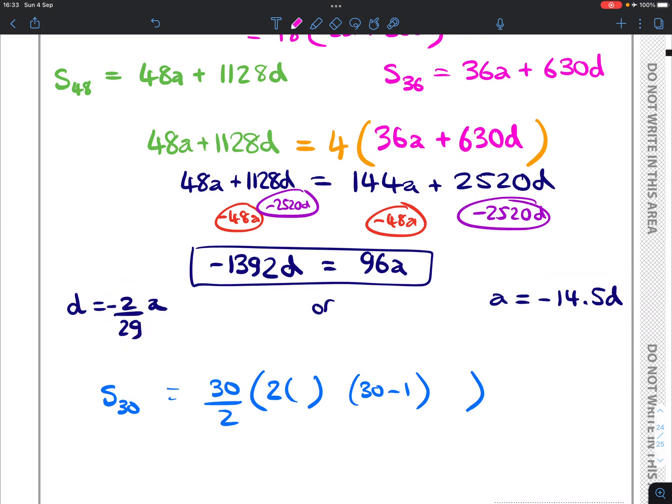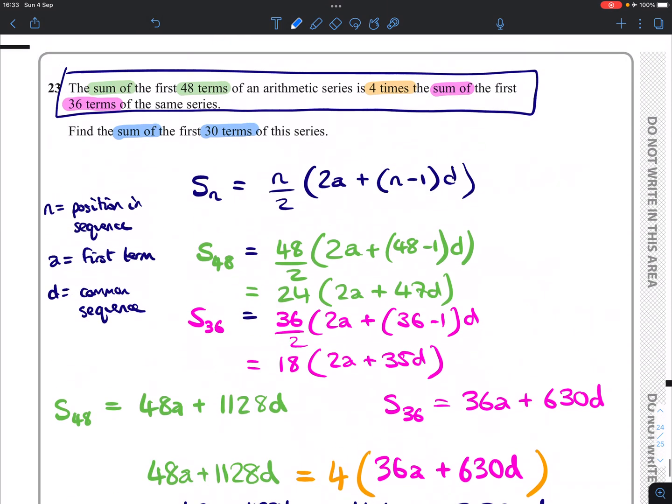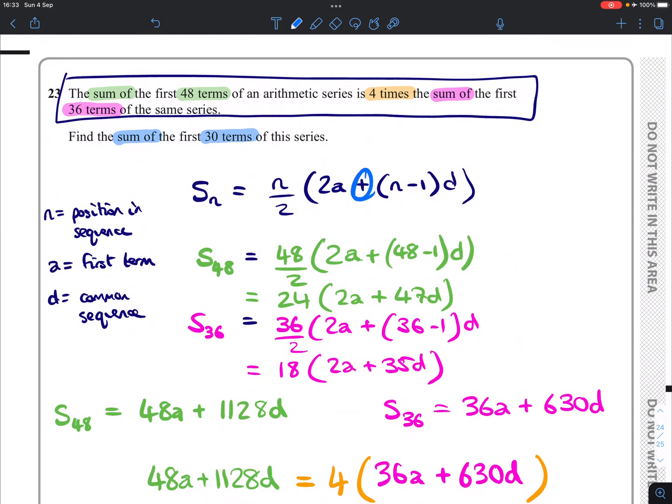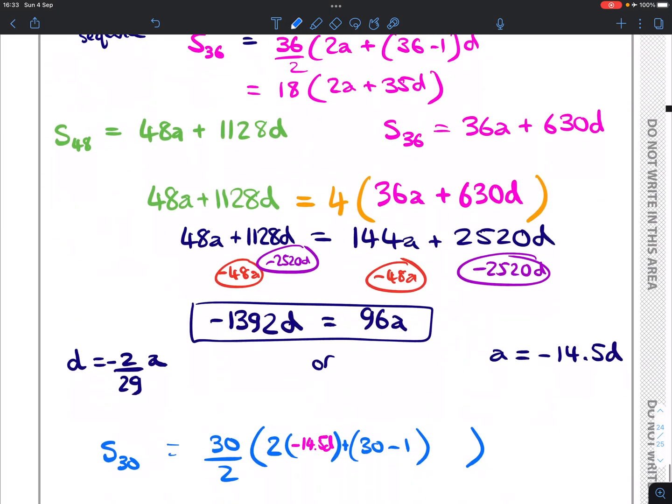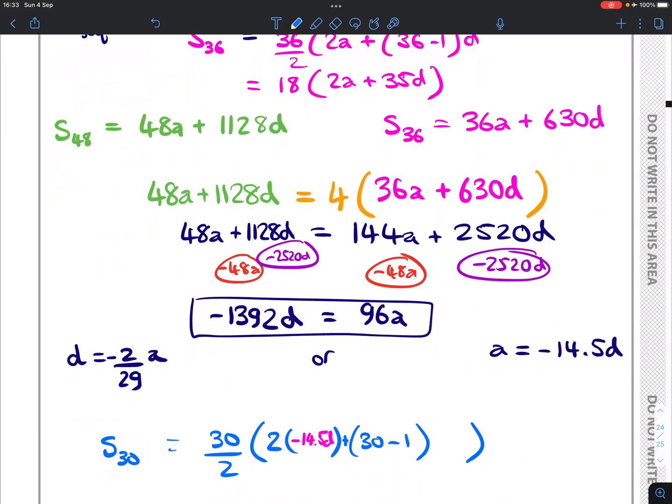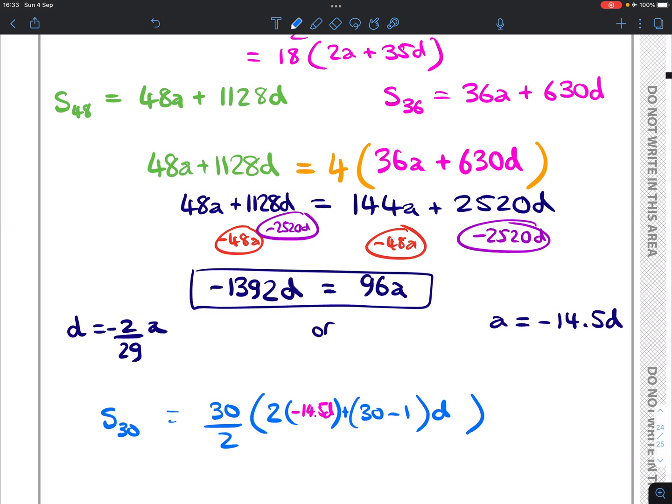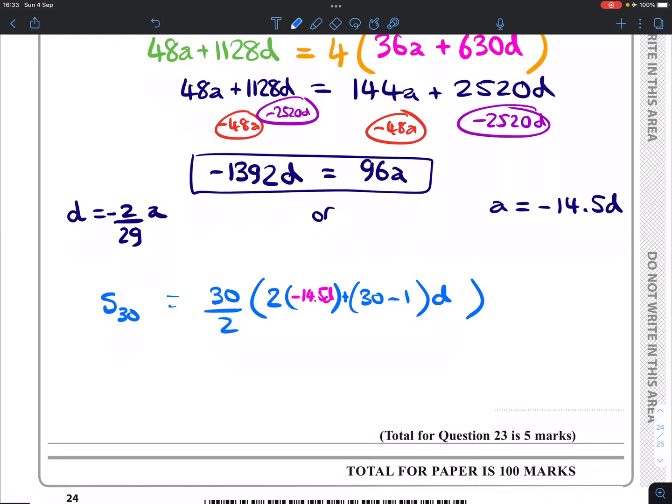So I'm going to replace A with this minus 14.5D. So let me just give enough space for it. Minus 14.5D, like so. We then have a plus, just highlighting, you got that plus there, 2 times A first, and then adding this bracket, so that's 2 times A here, adding this bracket, and we've got a D on the outside there.